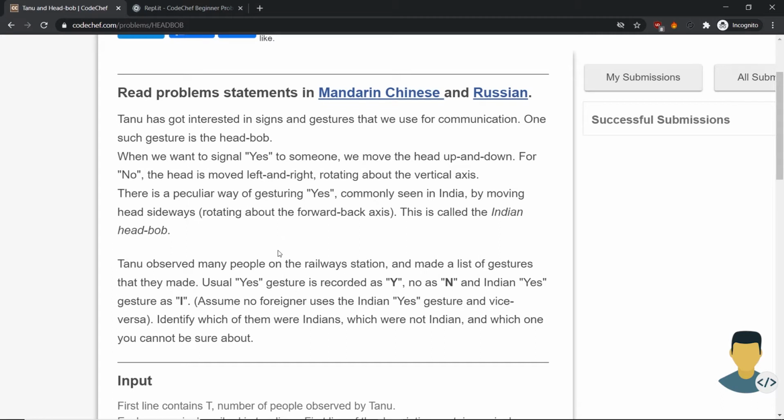Tanu observed many people at the railway station and made a list of gestures that they made. The usual yes gesture is recorded as Y, no as N, and the Indian yes gesture as I. Assume no foreigner uses the Indian yes gesture, and vice versa. Identify which of them were Indian, which were not Indian, and which ones you cannot be sure about.